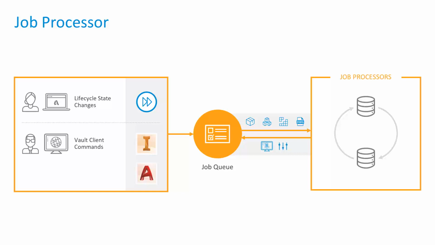Property synchronization, automatically create secondary documents like PDFs. Vault comes with out-of-the-box jobs, but you can create your own. Think about creating a flat pattern when you release a sheet metal part. The job processor helps you automate tasks.